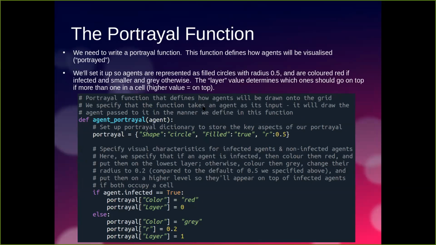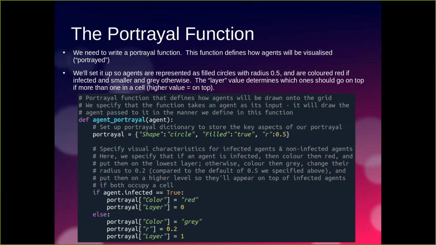So in the server module, we need to write what's known as a portrayal function. Now, the portrayal function essentially defines how our agents in our model will be visualized or portrayed. What we're going to do is set up a portrayal function so that our agents are represented as filled circles with a radius of 0.5, colored red if they're infected, but if they're not infected, then we want them smaller and gray. Okay, so we'll have basically big red circles for infected agents and small gray circles if they're not infected.